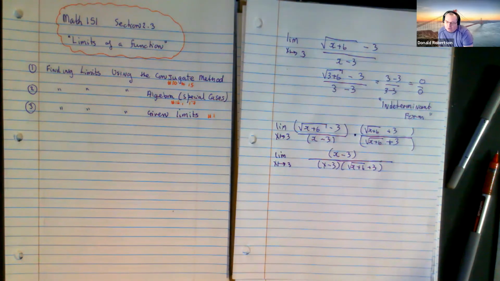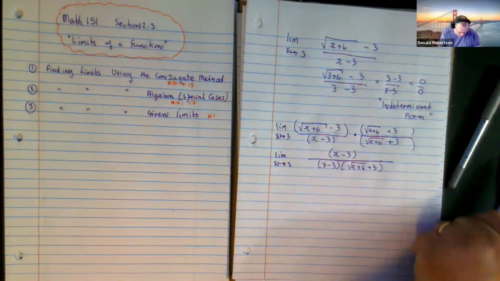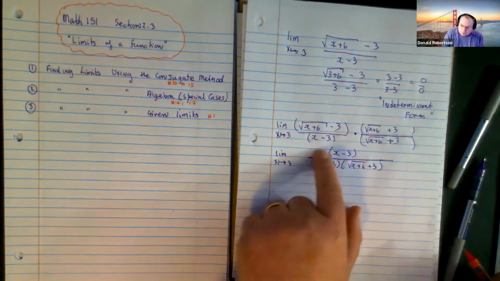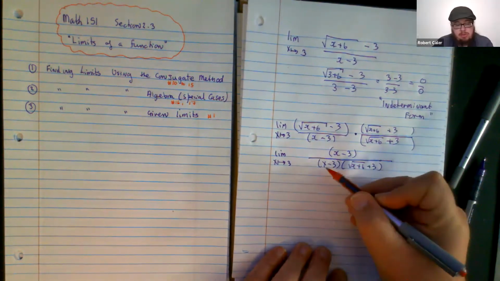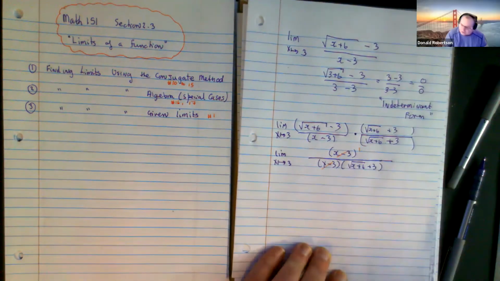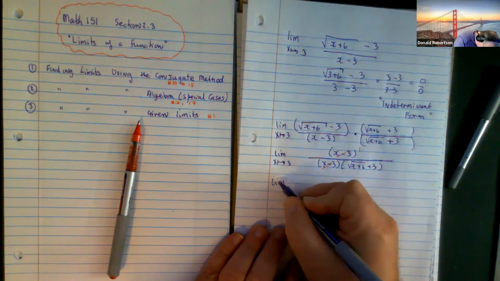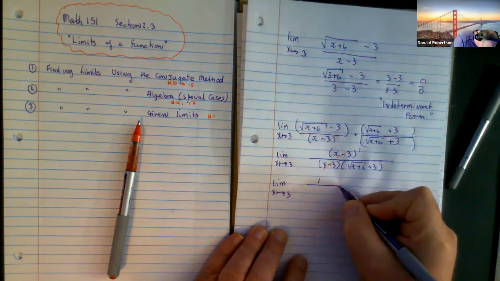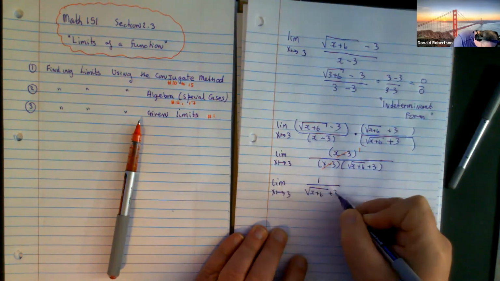Can you see something cool that's going to happen next? What's going to happen? What will I do here? The x minus 3 cancels. Yes, you agree we're going to cancel? Leave a 1 behind. So what I'm looking at now is the limit as x tends to 3 of 1 over the square root of x plus 6 add 3.